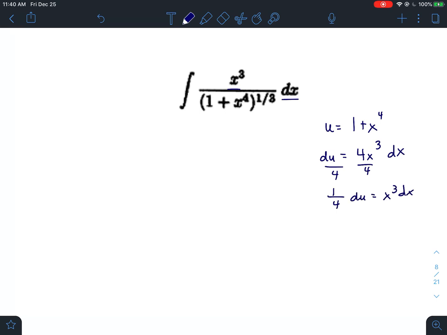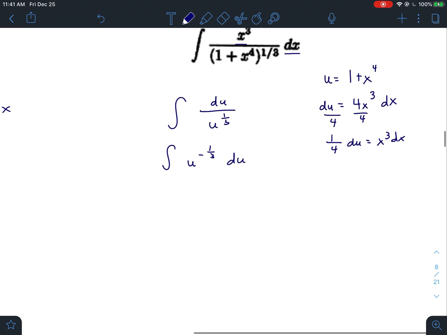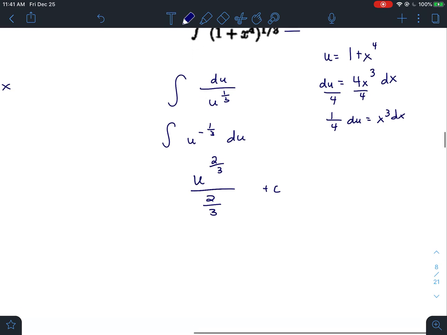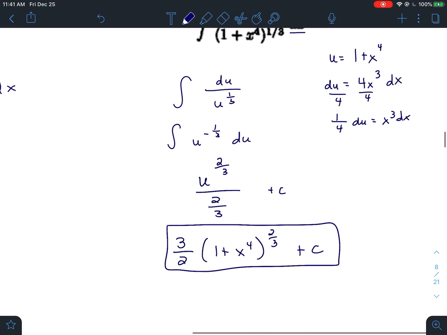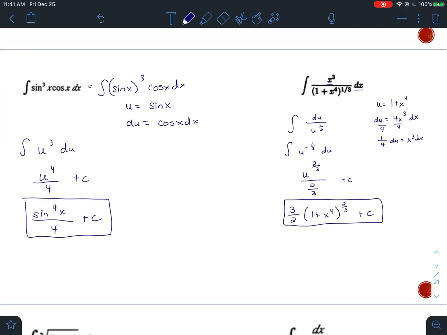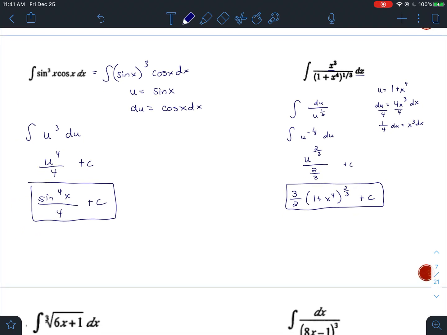So I have 1/4 du equals x to the 3rd dx, and so when I replace, I get du over u to the 1/3 power. I'm going to rewrite this as u to the negative 1/3 du. And so if I integrate that, add 1 to the exponent and divide by the new exponent, so I'd get u to the 2/3 divided by 2/3 plus c. When you divide by a fraction, multiply by the reciprocal, so it'd be 3/2, and then replace the u, (1 plus x to the 4th) to the 2/3 power plus c. And so again, those are 2 more examples of u substitution where u is an inside function.